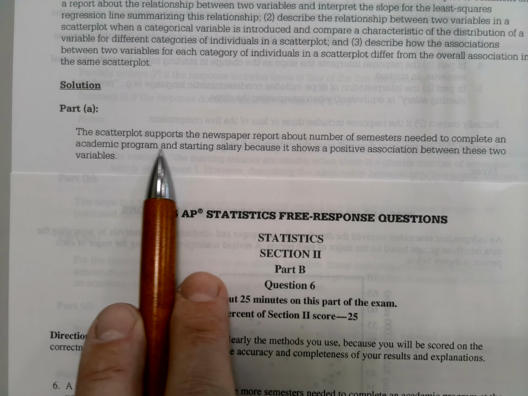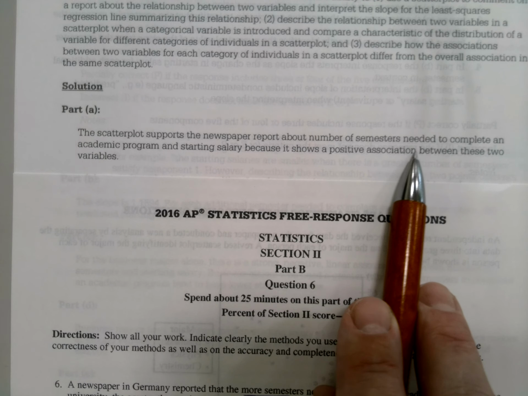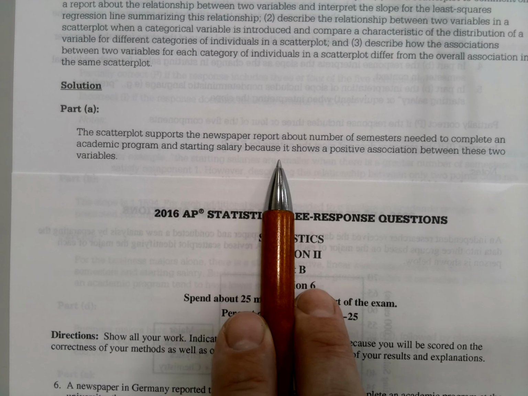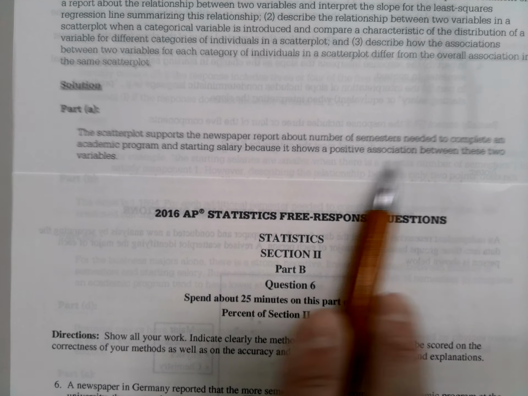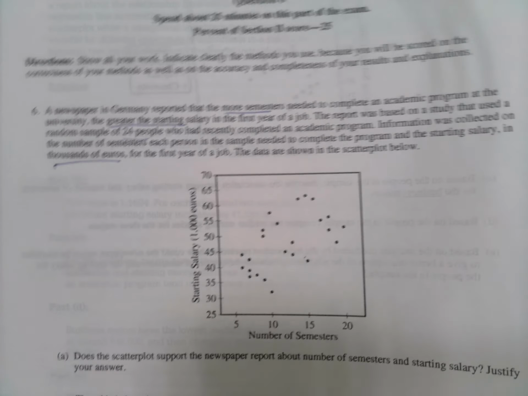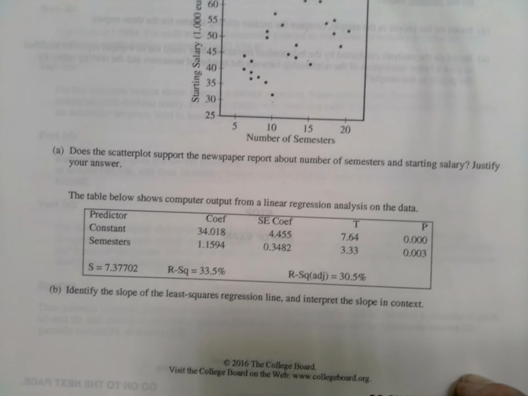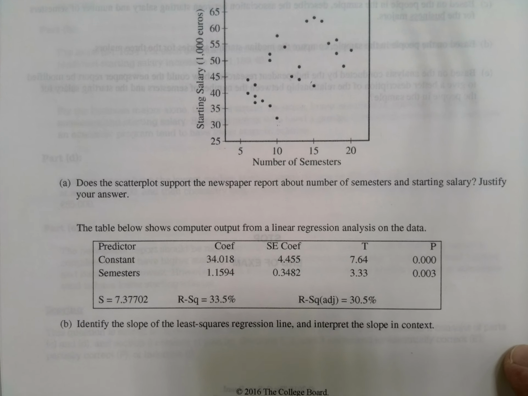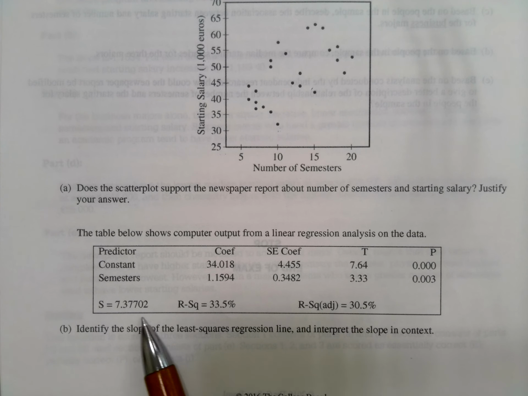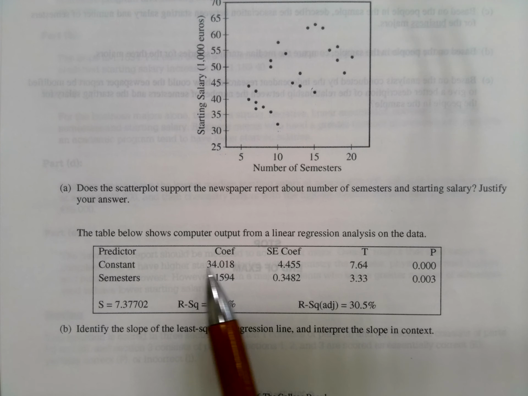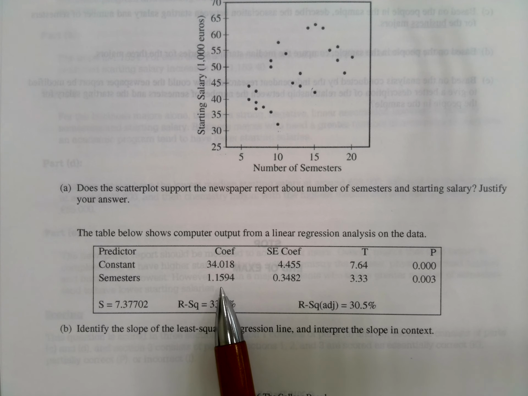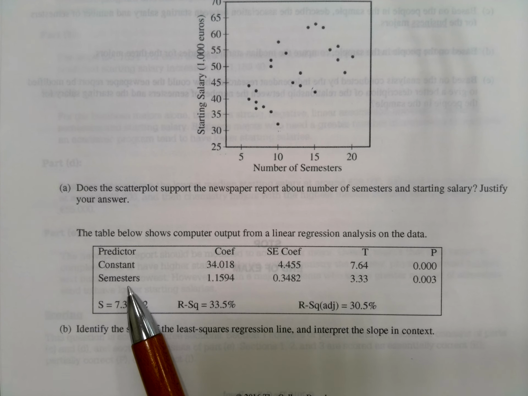All right, let's see what they had to say about that. They say the scatter plot supports the newspaper report about the number of semesters needed to complete an academic program and the starting salary because it shows a positive association. So because it goes up, then yes, that supports what the newspaper has to say. Okay, then they give us the regression statistics. So we have our table. I can see my y-intercept, 34, and my slope is 1.15 times semesters, right?